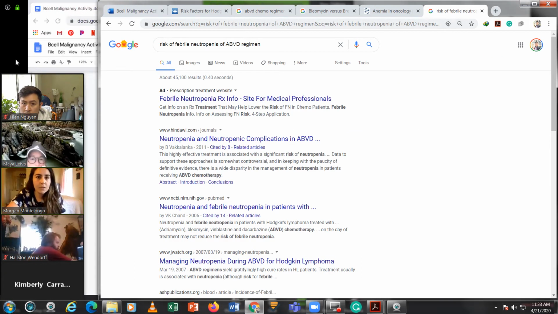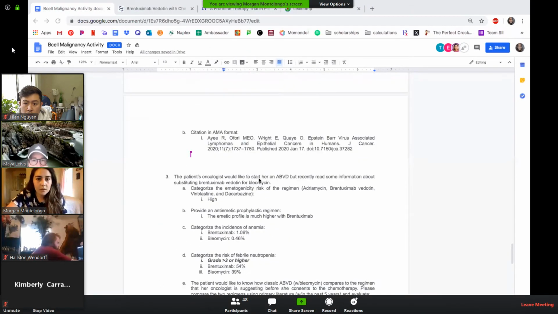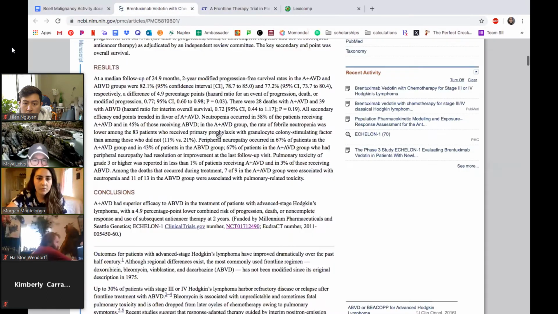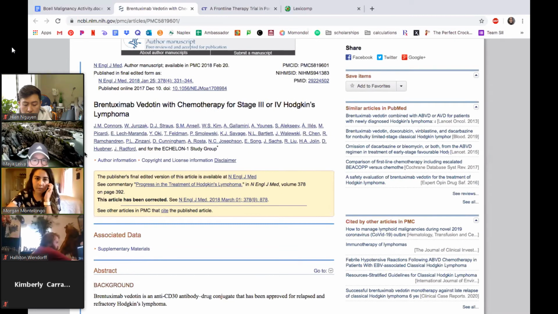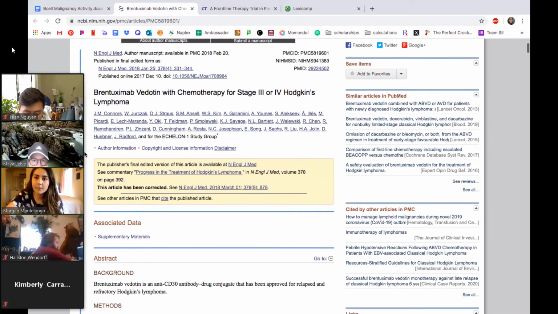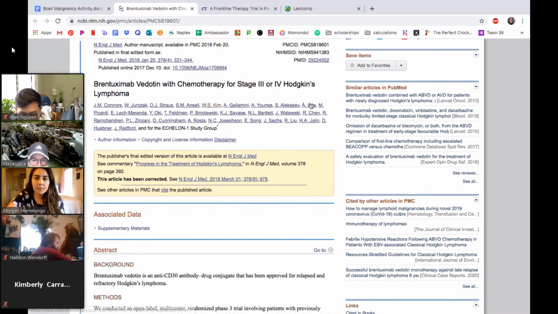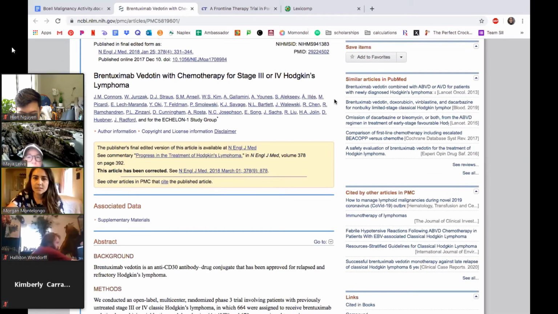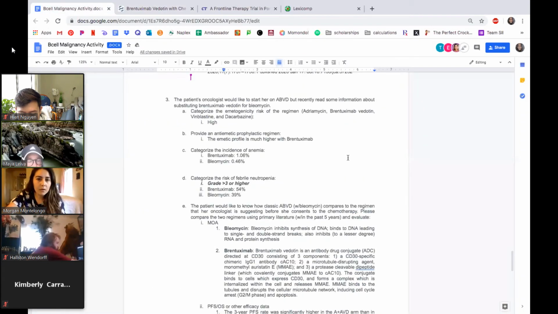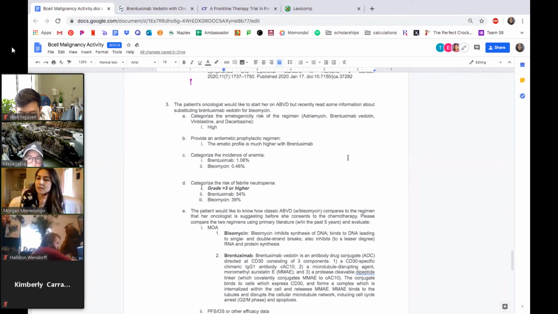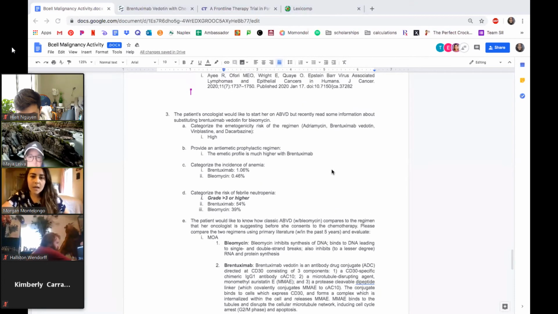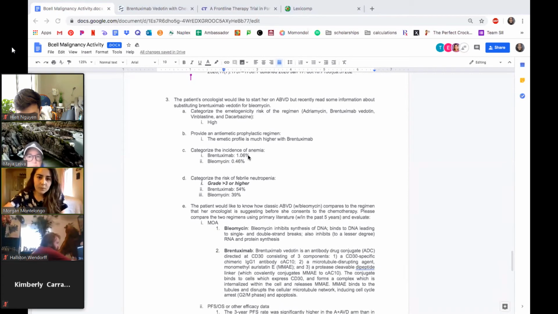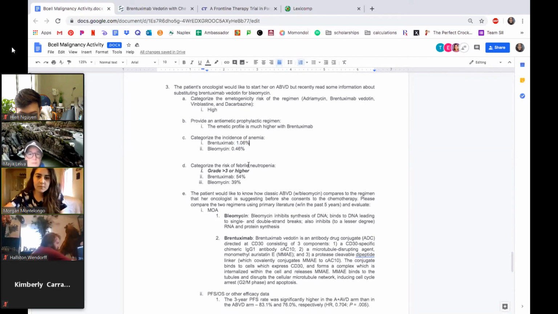Okay, can you see my screen? Yes, perfect. Okay, so this was the article that we went off of. So basically it just compared brentuximab with bleomycin. And it's pretty recent. I think it was done in 2017. So anyway, we're finding that there are a lot more adverse events with the monoclonal antibody, which we kind of already figured. So for example, with the anemia, there was more, but the bigger one was with the febrile neutropenia, where it was 54% versus 39%.